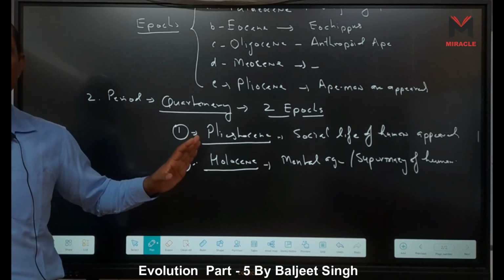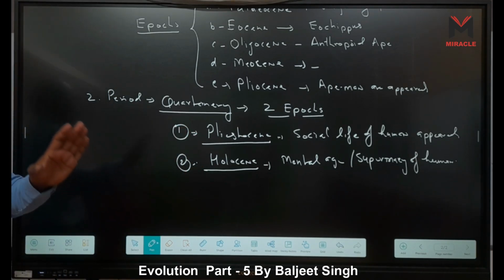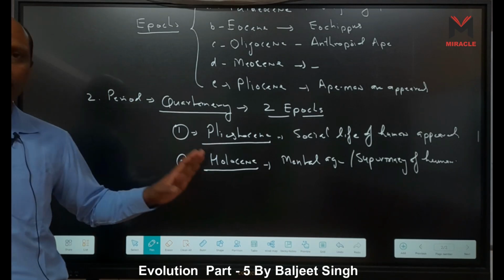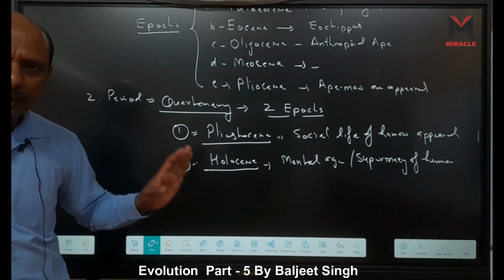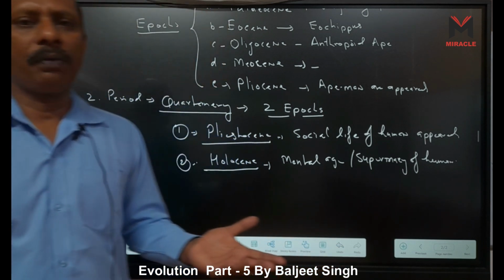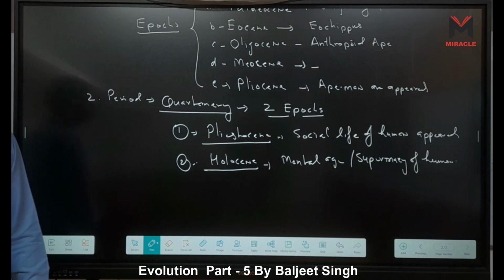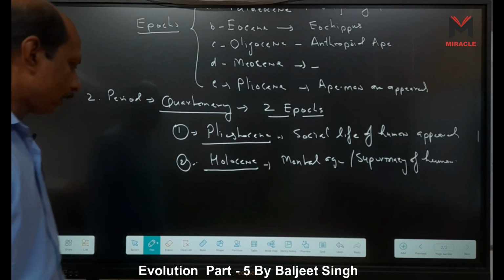Geological time after the earth is formed, right? 4.5 billion years ago, is divided into 6 eras, and each of the 6 eras is further divided into periods, and then periods are further divided into epochs, right? I think you understand. Any doubt is there? No doubt means then we have to go.